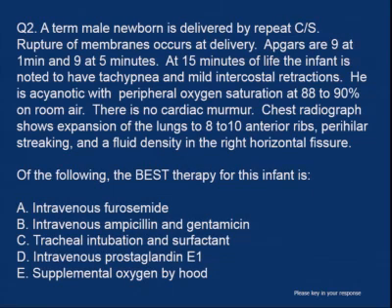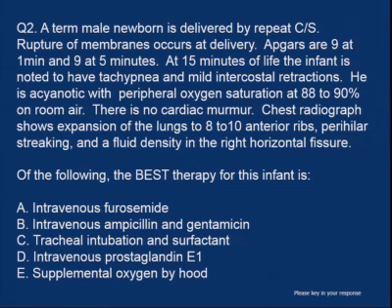Now, we have a term male newborn who is delivered by repeat C-section with ruptured membranes at delivery. Apgars are 9 at 1 minute and 9 at 5 minutes. At 15 minutes of life, the infant is noted to have tachypnea and minor intercostal retractions. He's acyanotic with peripheral oxygen saturations of 88 to 90 on room air. There is no cardiac murmur. Radiograph shows expansion of the lungs to 8 to 10 anterior ribs, perihilar streaking and fluid density in the right horizontal fissure.